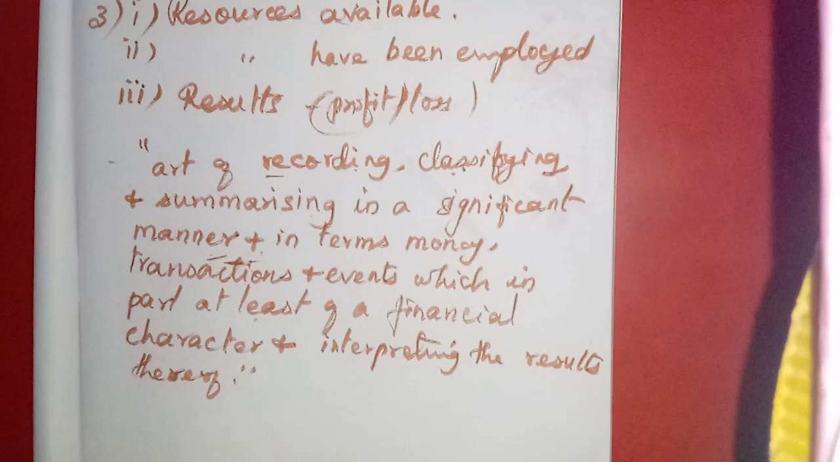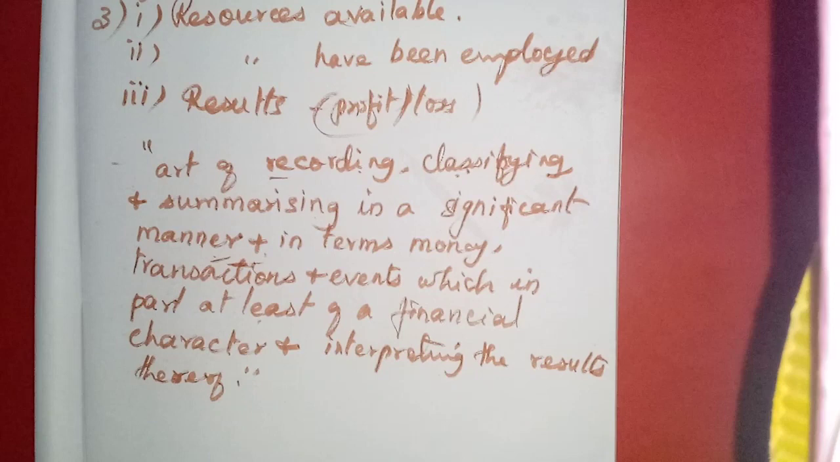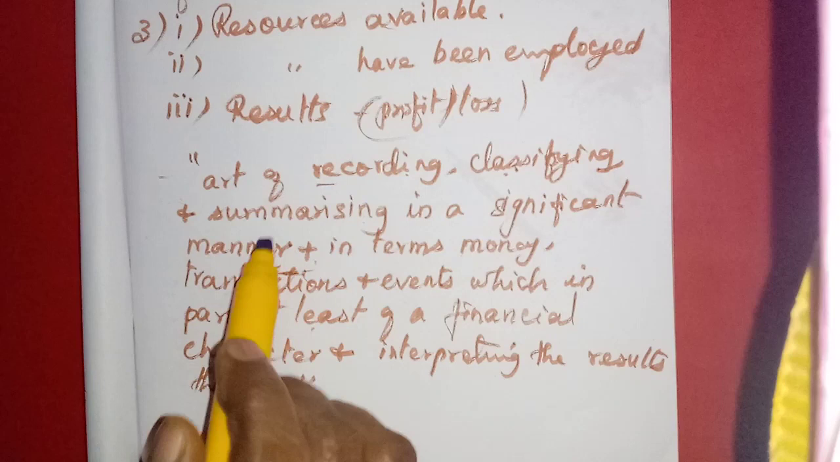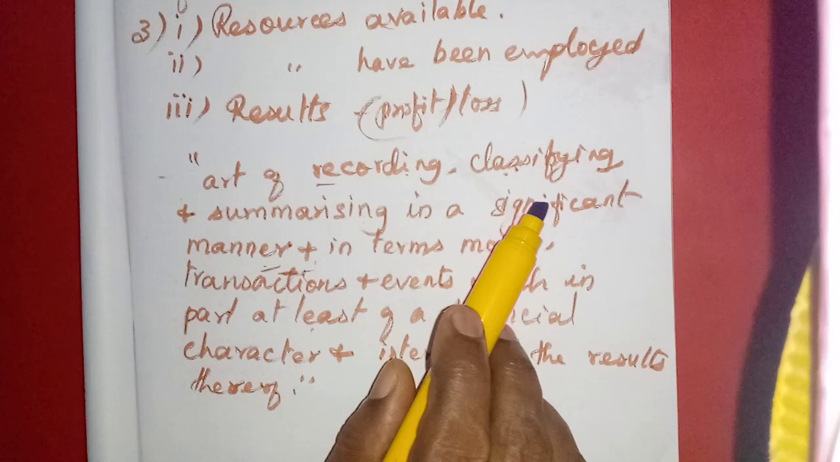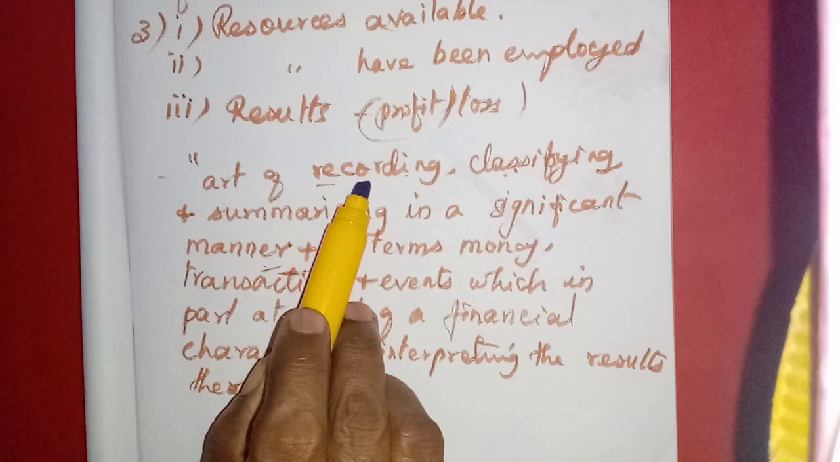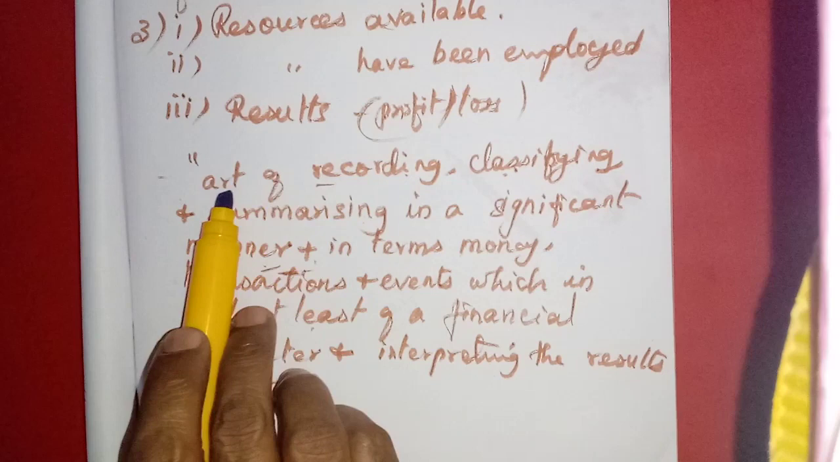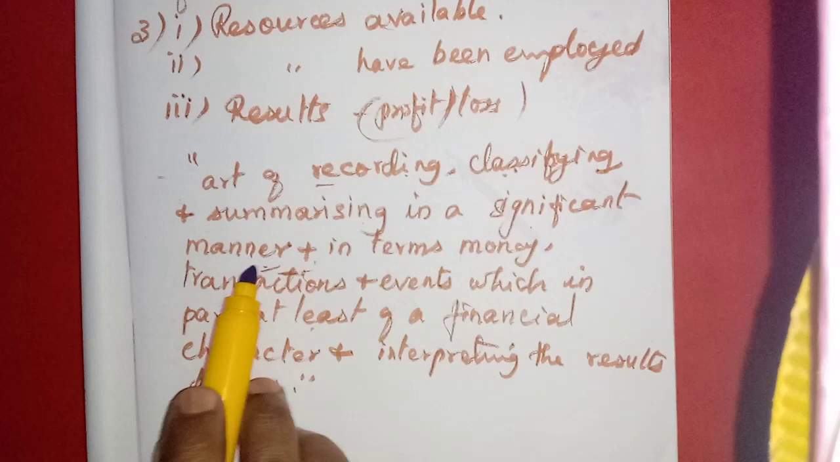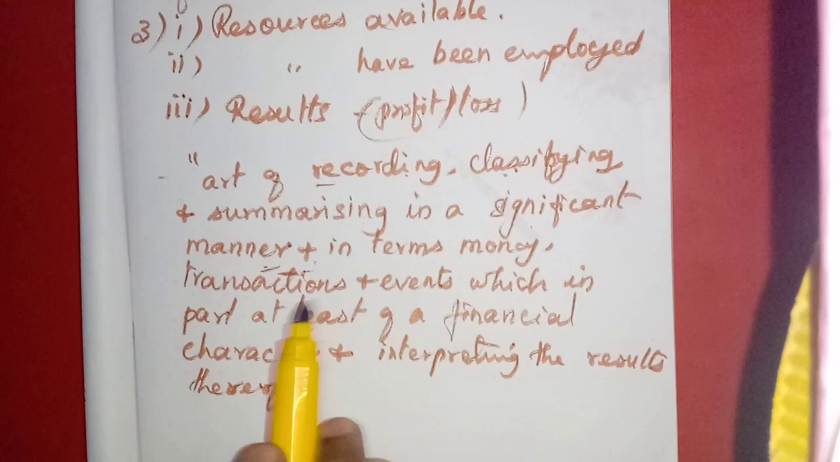Then, one definition I have given in the notes. It is an art of recording. This definition is given by the American Institute of Certified Public Accountants. Accounting is an art of recording, classifying and summarizing in a significant manner. Significant means important. Important matters only will be recorded, and those transactions will be entered in terms of money only.